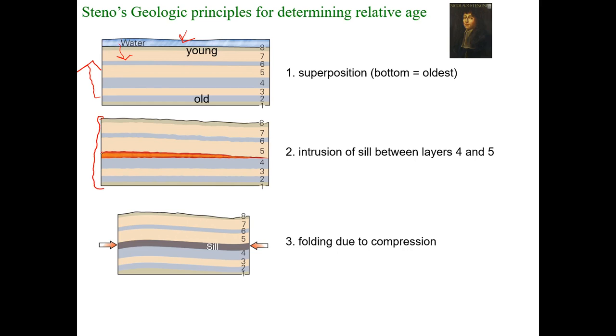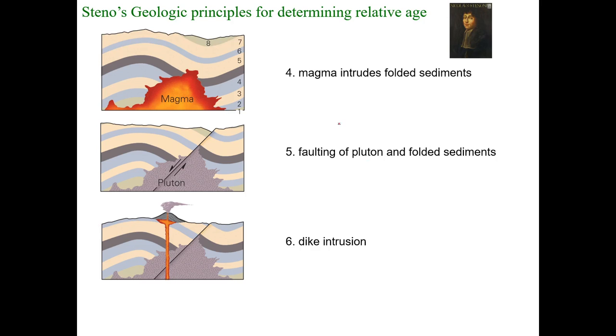So the next thing that happens is the intrusion of a sill. A sill is a planar intrusion of magma that is horizontal and goes along the bedding plane. So that's the sill. Okay, so that happens. That's the second event. Third event is folding. So you can see here that the sill is now slightly folded due to compression. Okay, so let's say there's some tectonic event that compresses it. You can see this folded sill.